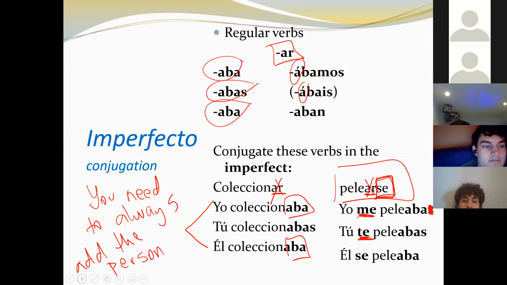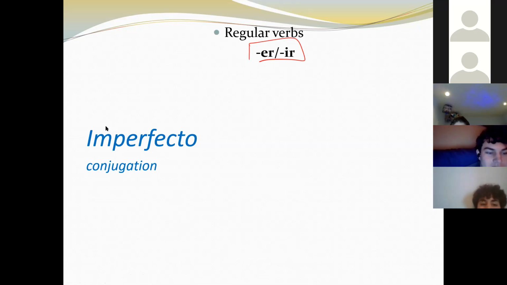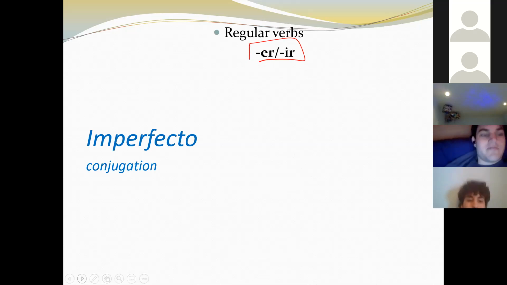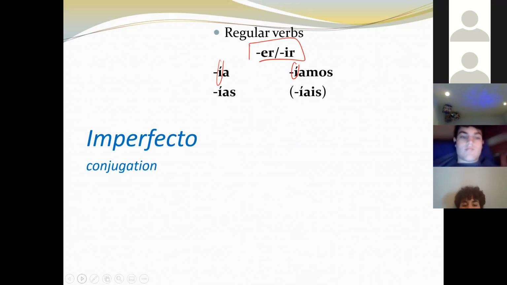Nice. All right. So let's go now with the ER and IR verbs in the imperfect. These have the same endings. ER and IR, same endings, and they go like this. The yo is ía and the nosotros íamos, accent. The tú is ías, the vosotros is íais, accent.